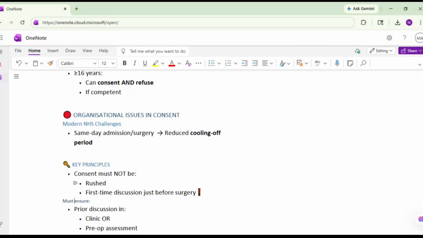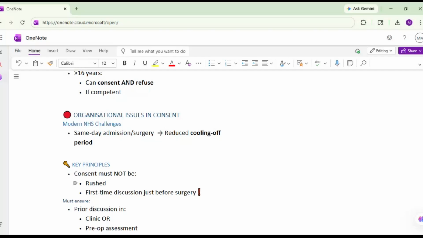When we are taking the consent, normally the patient is explained things in the OPD setting and then the patient is admitted. Previously, patients used to get admitted a day prior. In the evening, there used to be a pre-operative assessment, counseling and consenting again, and the next day the surgery. But nowadays, with early recovery guidelines, what is happening? We are admitting the patient on the same day.